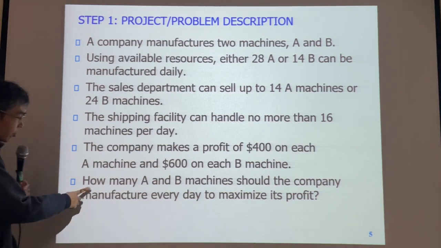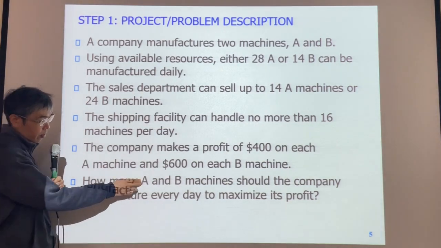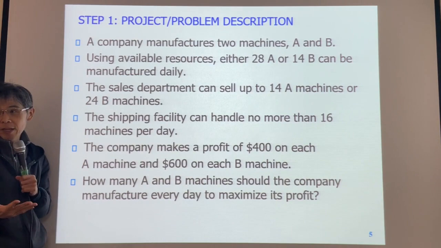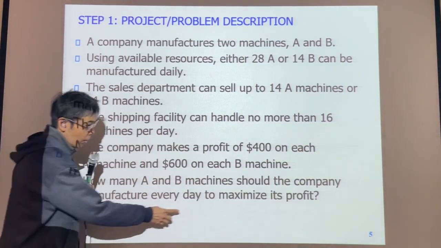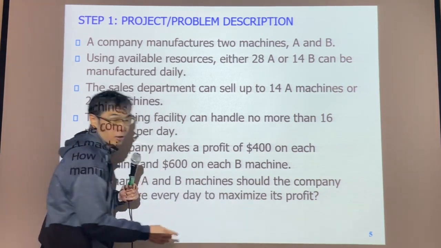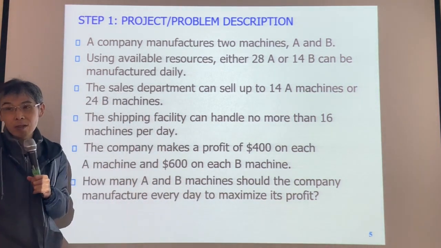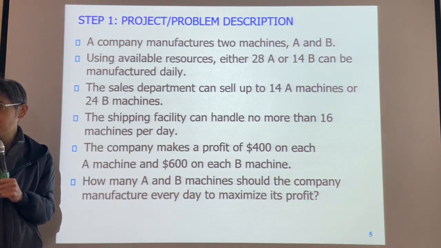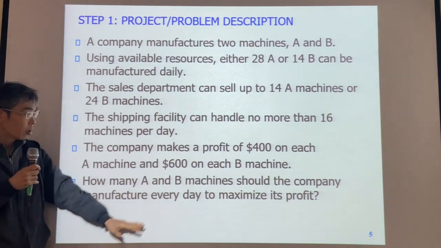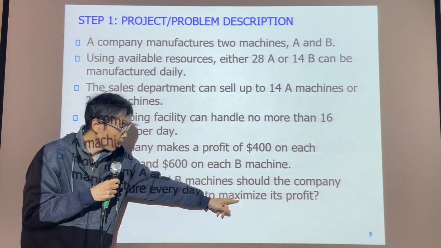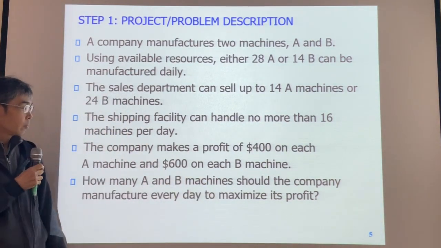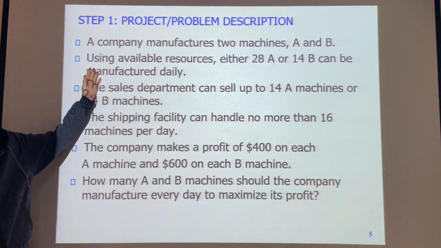Okay, so now it asks how many A and B we can make each day to maximize our profit. So you see maximize. This is the keyword. This is the goal, the objective function. So from the problem description, you know your objective function is to maximize profit. Your design variables are A and B, and all these are the constraints.